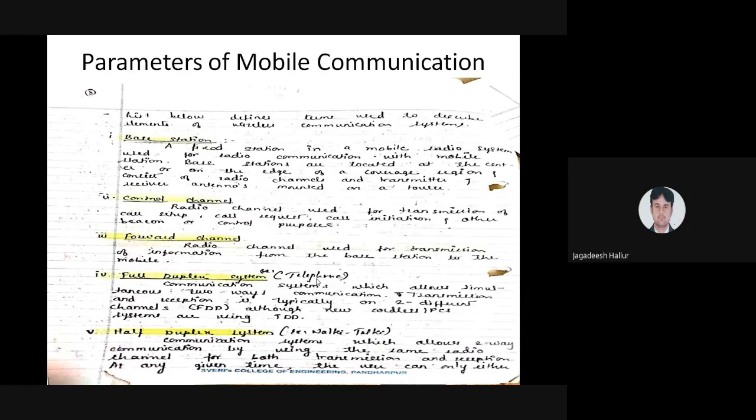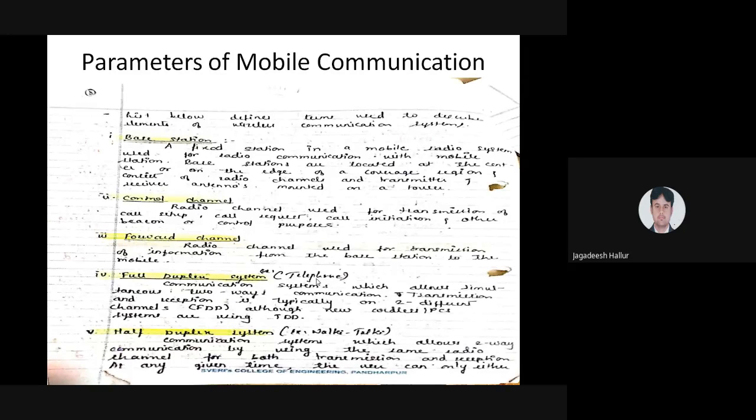We have to study the base station, and the base transceiver station, that is BTS. The short forms I told you: the base station, that is BS; mobile station, that is MS; base transceiver station, that is BTS; and MSC. What is the full form of MSC? Anyone? Mobile switching center. Okay, good. The MSC full form is mobile switching center.